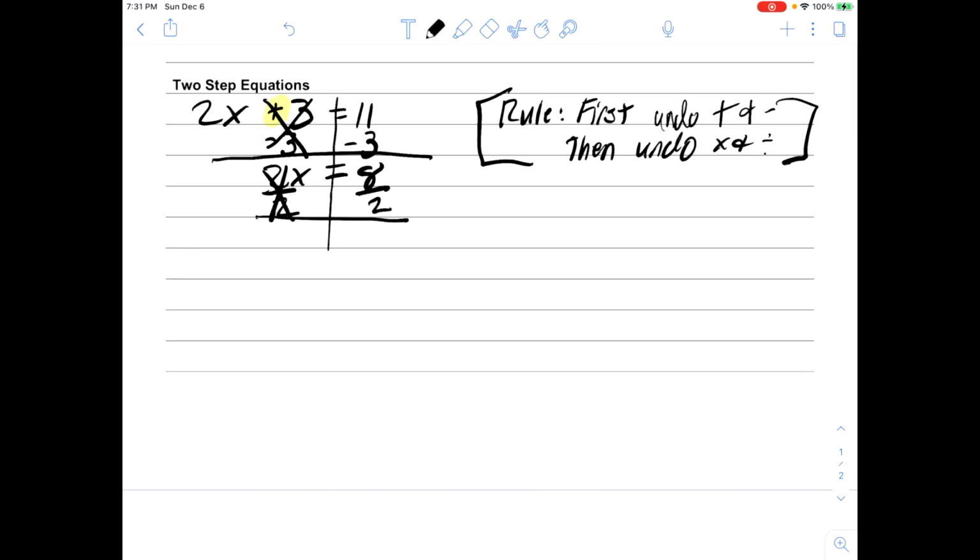Now the times 2 and divide by 2 cancel out because they're opposites. All I'm left with on the left is x, which was my goal. I was trying to get x by itself the whole time. And on the other side, I have 8 divided by 2, which is 4.